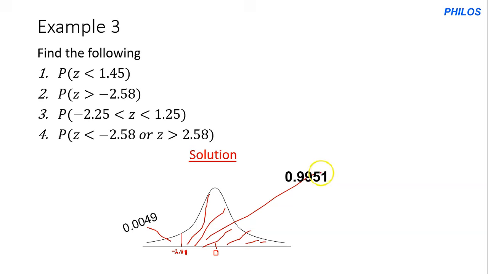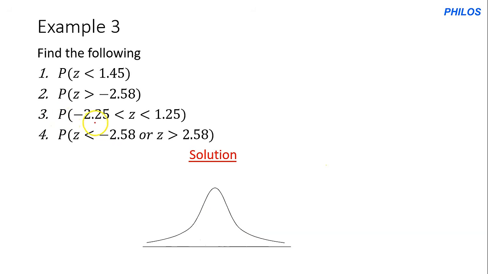So let's look at question 3. Question 3 says we should find the probability that negative 2.25 is less than z, less than 1.25. What this means is we should find the area between negative 2.25 and positive 1.25. Whenever you see something like this, it means between them. So to do that, you sketch your curve also.